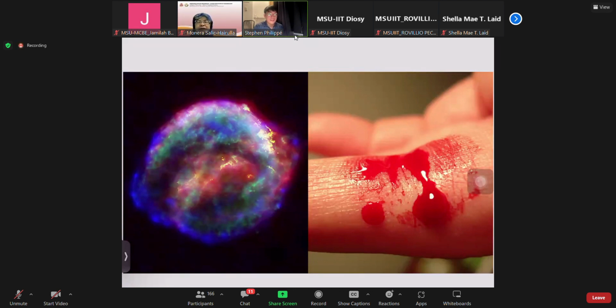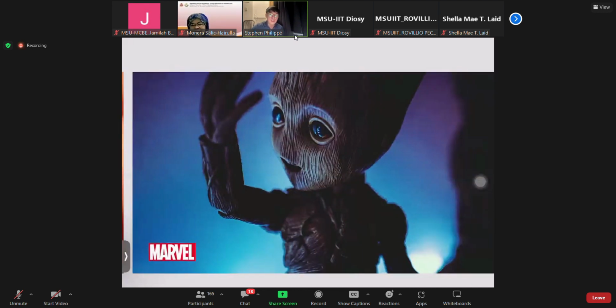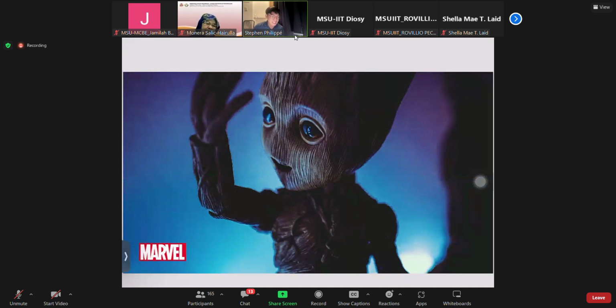Okay, that's great. When you see the photo on your left and the photo on your right, of course, that's blood, the redness of your blood. And on your left is technically the death of a star. It's a supernova. But before we move on, we would like to see how this character is known for his extraterrestrial powers in Marvel Comics.